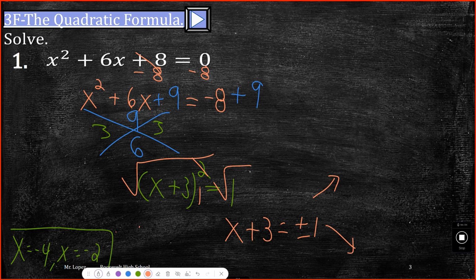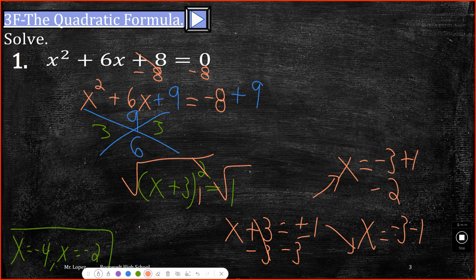Well, I gotta subtract 3. Then I get x equals, x is going to equal what? Negative 3 plus 1, and the other one is going to be negative 3 minus 1. What's negative 3 plus 1? What's negative 3 minus 1? 4.